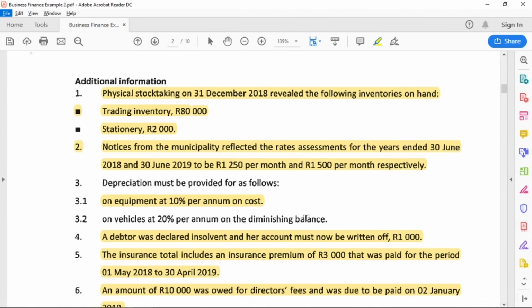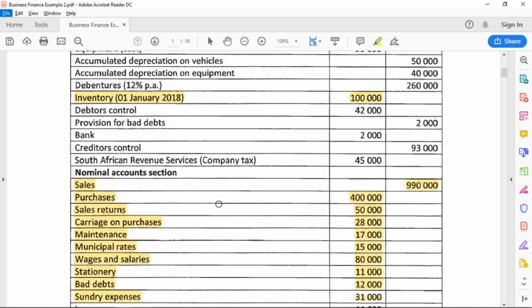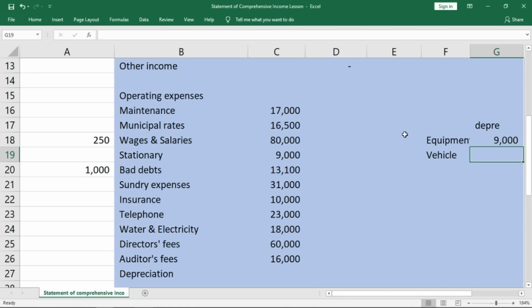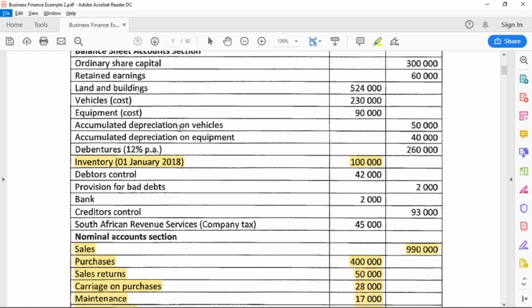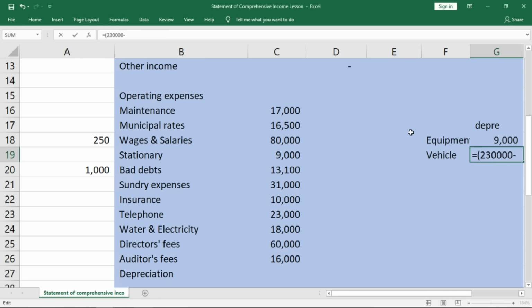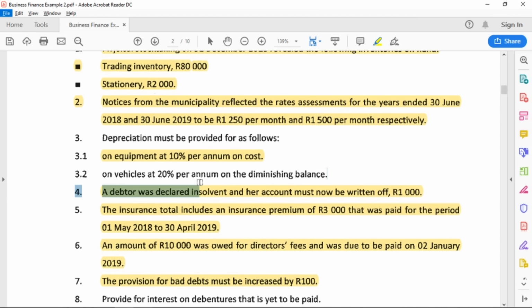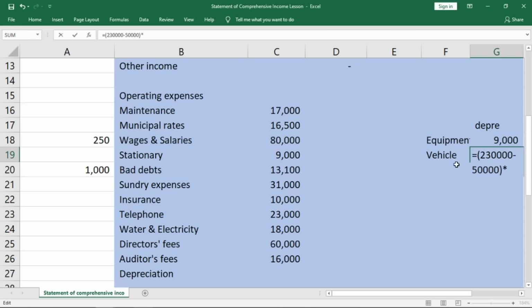So this one is on diminishing balance method. You can check out those lessons if you do not know how to do so. But for diminishing balance, we take the cost of the vehicle, 230,000, and, I should have opened brackets first, minus the accumulated depreciation on vehicle at the beginning, which is the 50,000. So minus 50,000 rand, and then we get our carrying value, and then we multiply that by the percentage, and we are told that the percentage on vehicles is 20% per annum on the diminishing balance method. So times 20% and gives us 36,000.